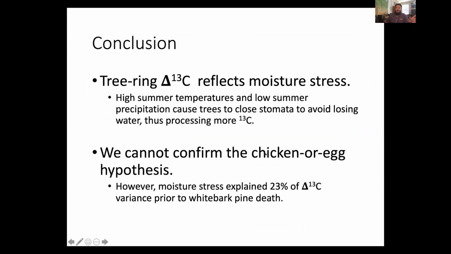And as with the normal chicken or egg hypothesis, we can't really confirm anything. However, moisture stress does explain 23% of the variance prior to all of that whitebark pine death. So we may not be able to say that it was just the bugs or just moisture stress that caused mortality, but we can say that moisture stress probably enhanced the ability for the bugs to come in, the mountain pine beetle, I believe, and may have contributed to this explosion of mortality.